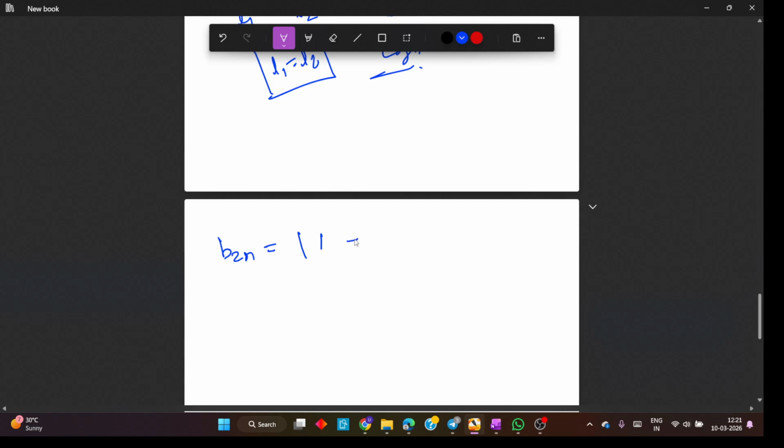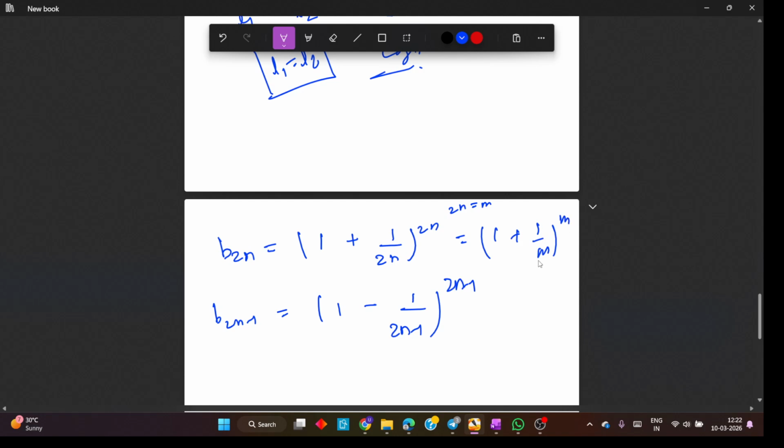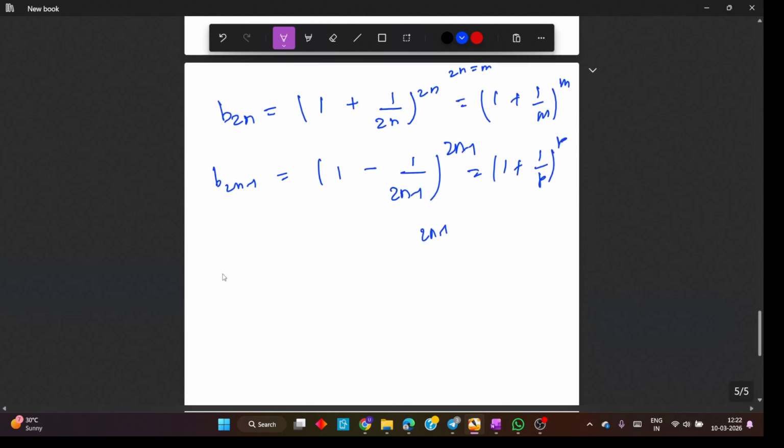Okay, it is 1 plus 1 by 2n to the power 2n, and b2n minus 1 would be 1 minus 1 by 2n minus 1 to the power 2n minus 1. For the sake of convenience, assume 2n equals m. So 1 plus 1 by m to the power m, and assume here 2n minus 1 to be p.